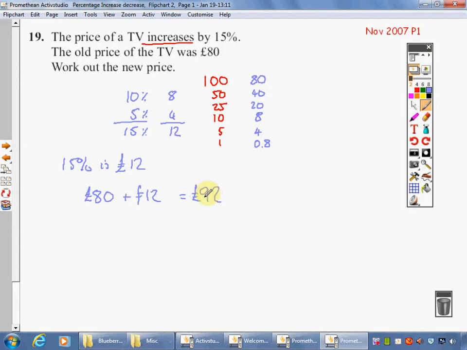That should be the question answered. If it was a calculator paper, you could have just done 0.15 times by your 80, which would have given you 12, and then added that back onto the 80, just as we've done.